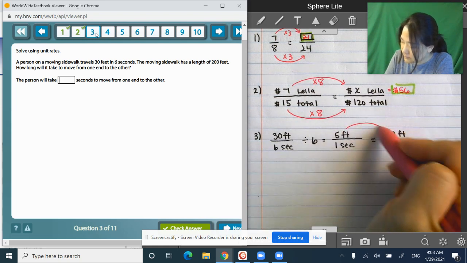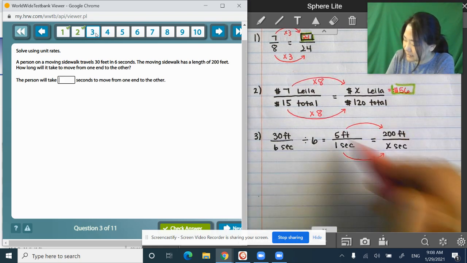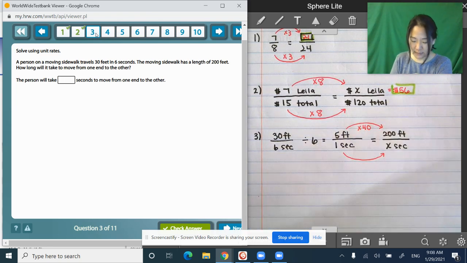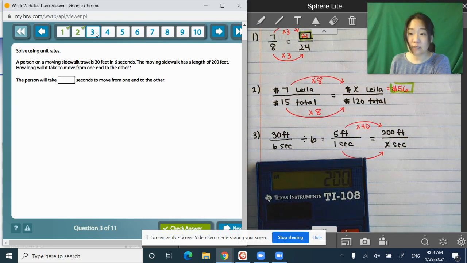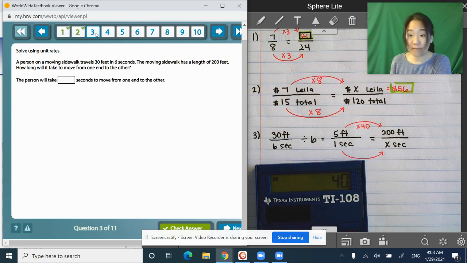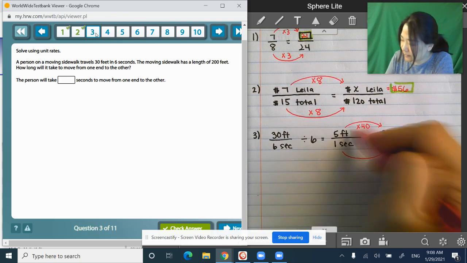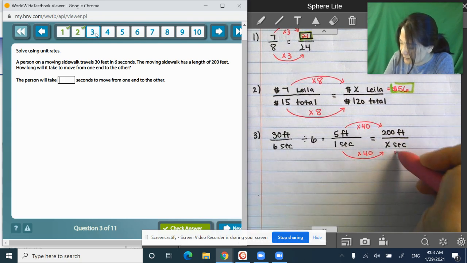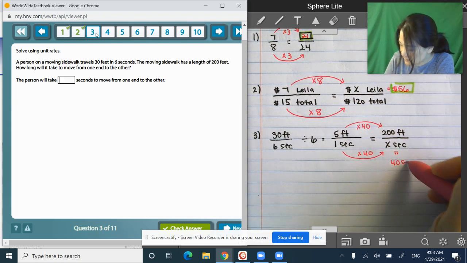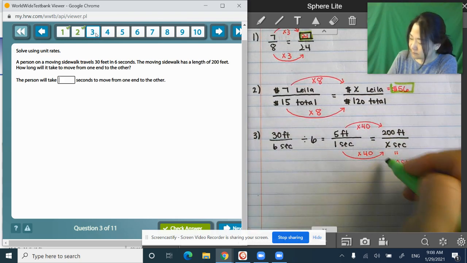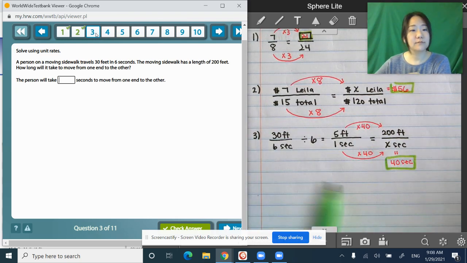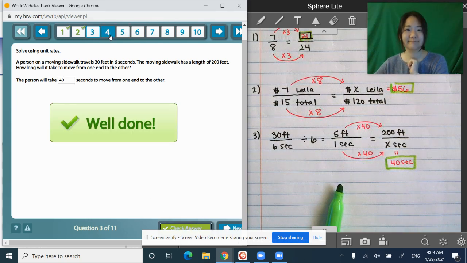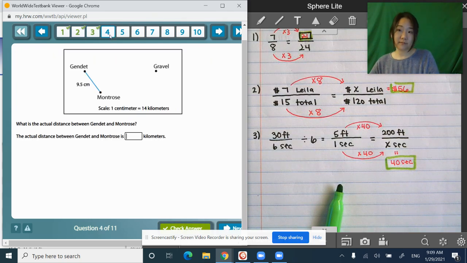5 times 40 is 200. Now again, if you don't know, then you try 200 divided by 5 and you get 40. So 5 times 40 is 200. So 1 times 40 is 40 seconds. Now the person will take 40 seconds. Next one.